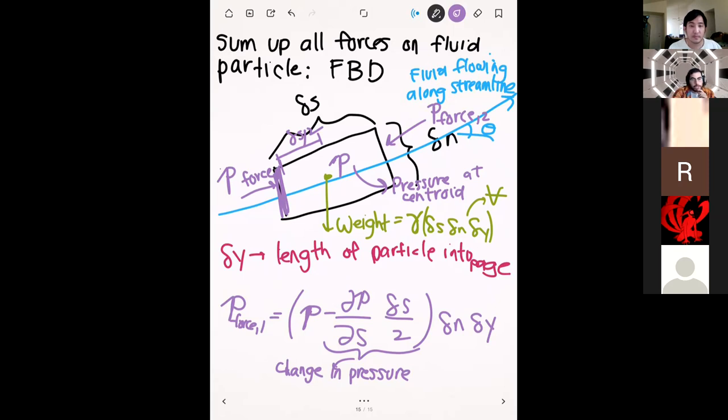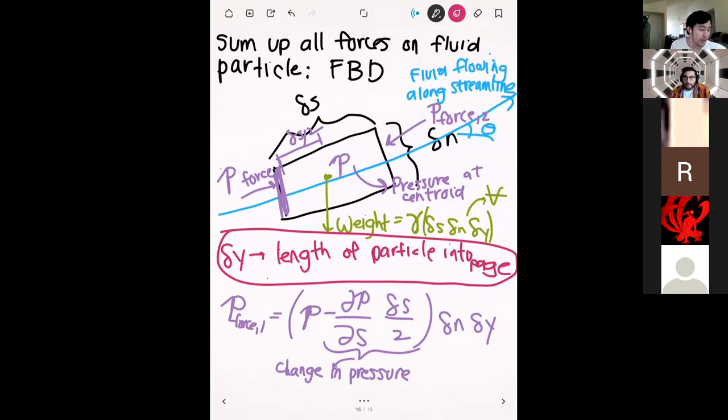Yeah, the delta S over two, that's the distance from the centroid, right? Yes. That delta S over two is the distance from the centroid to the left face of the particle. The entire side has a length of delta S, so delta S over two is the length from the centroid to that face. Delta Y is the dimension of the particle that you can't see. This is a three-dimensional object, so delta Y is the distance into the page. If you imagine a three-dimensional box, that's the length going into the page. You can picture it as a circle with a dot in the center. Would that be sitting on top of the centroid if we visualized it in 3D? Yes, the centroid will be at the center of the particle.